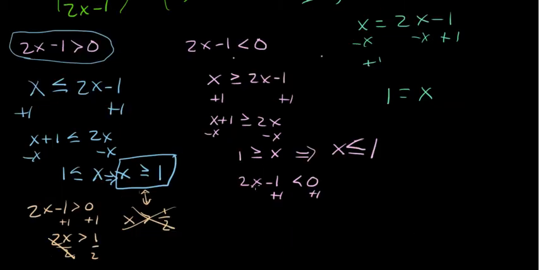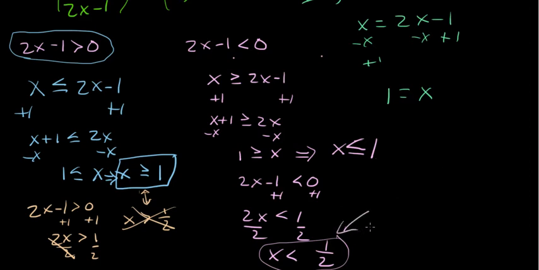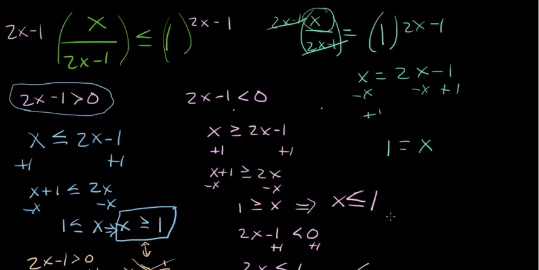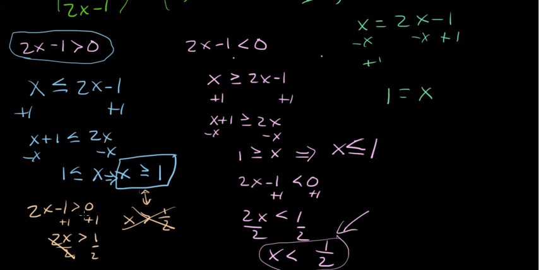Okay? So, 2x is less than 1. x is less than 1/2. So x has to be less than or equal to 1. It also has to be less than 1/2. Well, if it's less than 1/2, it'll be less than or equal to 1, won't it? So this is the one I have to use right here. And so those are my two, this is my solution, or these are my solutions.